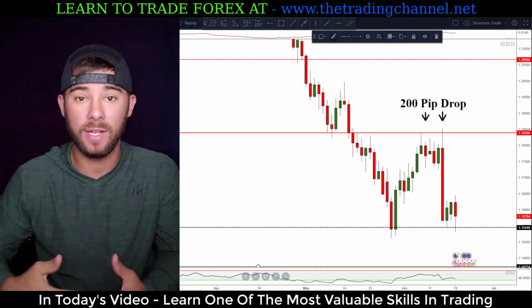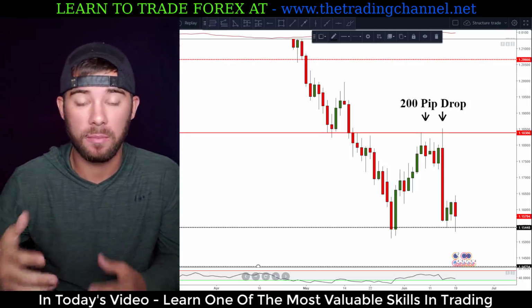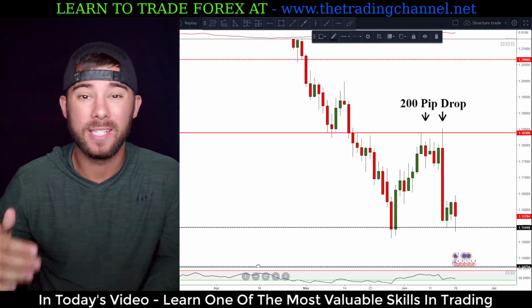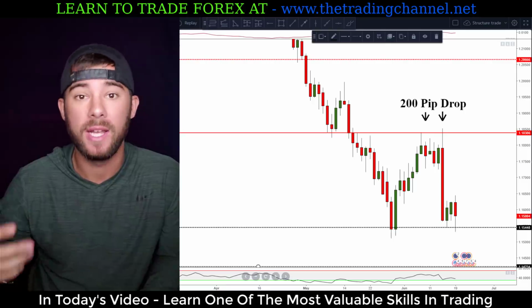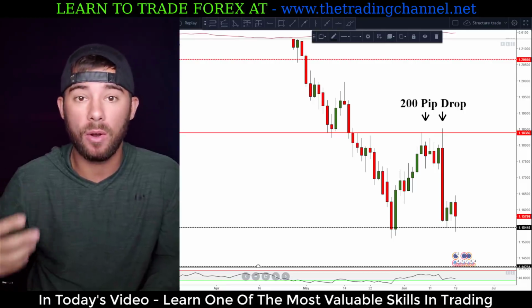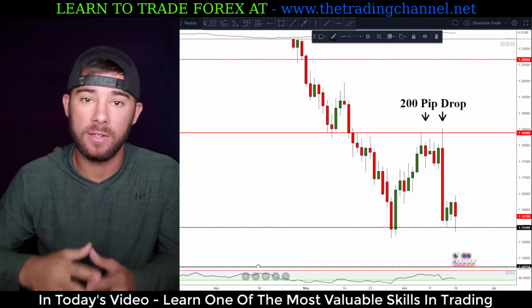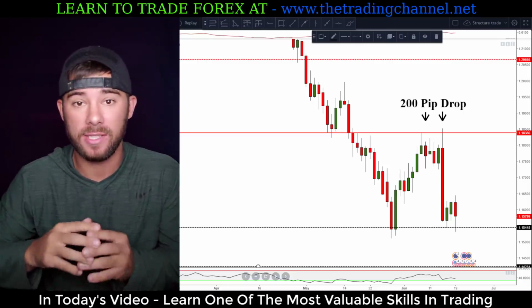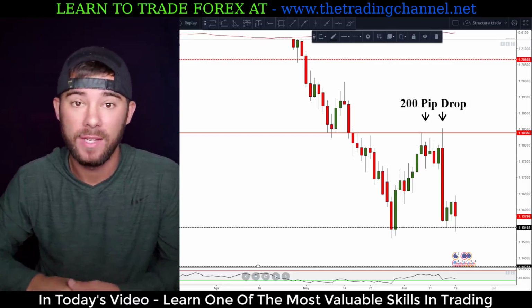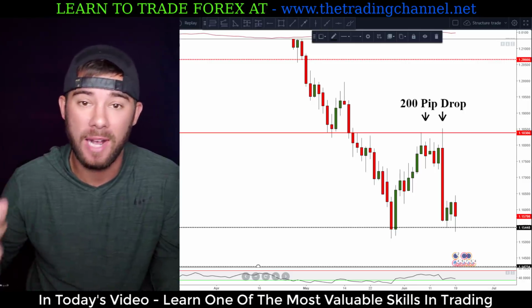So in today's video, we're not only going to show you guys the proof from last week's video where we pointed out the specific level of structure, talking about seeing a drop from this level, but also we're going to talk about the exact analysis we went through to help you guys better understand how to make predictive analysis like this in the future. So if that sounds interesting to you, make sure you're subscribed here to the trading channel.